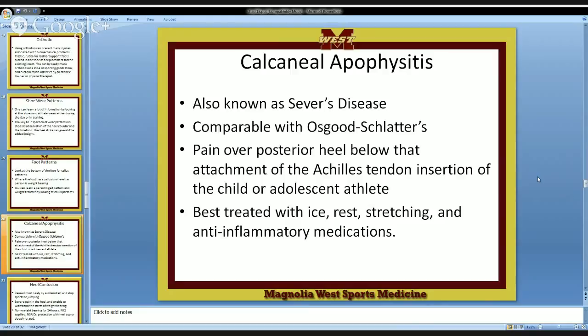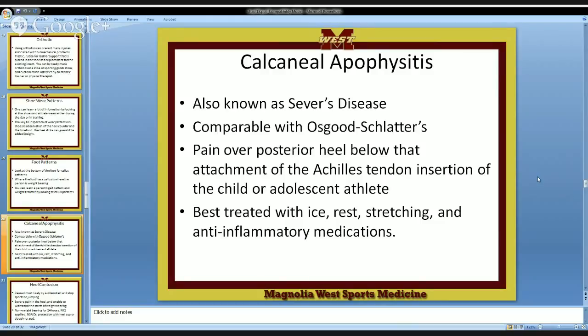So it's comparable to Osgood-Schlatter. You usually see it in younger boys, junior high age through freshmen, maybe sophomore. They're growing, and so they're lifting weights, they're growing, and the Achilles is pulling on the calcaneus, and so the heel really starts to hurt. So it's pain over the posterior heel, below the attachment of the Achilles tendon insertion, and you usually see it in a child or adolescent athlete.